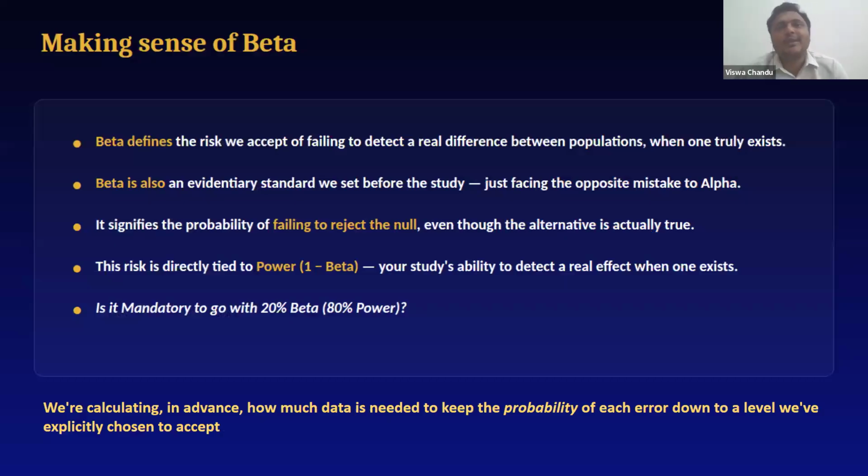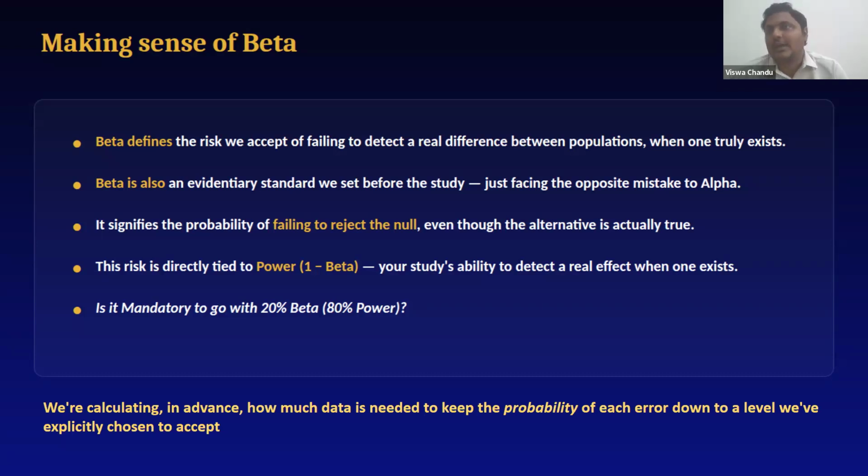All right. So now, making sense of beta. Just like alpha is conditional on the statement that the null hypothesis is true for this population, beta is conditional on the statement that the alternative hypothesis is true for this population, that there is a real effect in this population. If I repeat the study again and again, endlessly, I am accepting that I would commit a false negative error 20% of the times. So what does that mean? I am accepting that 20% of the times I will fail to identify an existing effect.